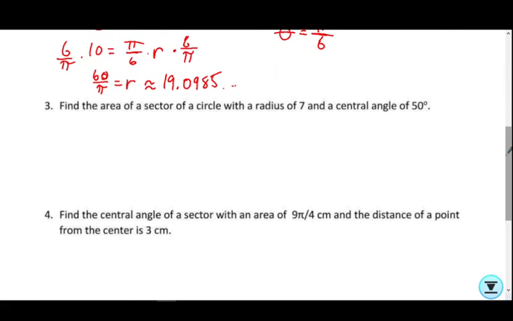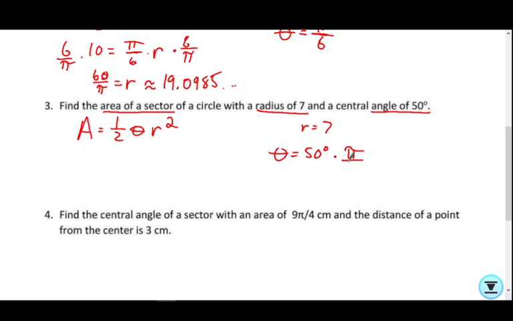All right, the third one. Find the area of a sector of a circle with a radius of 7 and a central angle of 50 degrees. As soon as I see area of a sector, I know which equation I'm using, this one, 1/2 theta r squared. They've given me the radius, r is 7, and my central angle is 50 degrees, so theta is 50 degrees, but remember we have to have theta in radians. So we multiply by pi over 180, and we get 5 pi over 18.